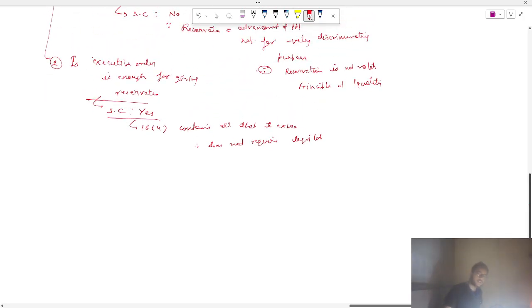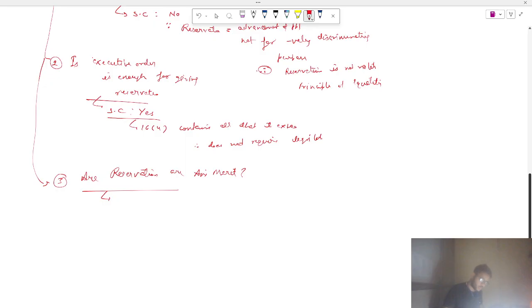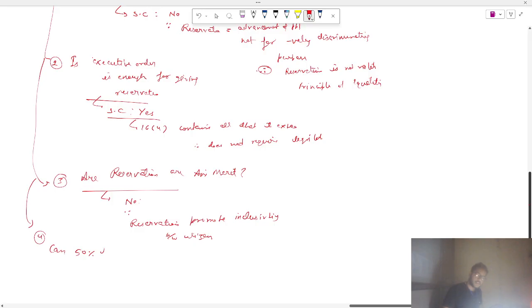Now another question has been asked. There are numerous questions which have been asked regarding reservation. Another question has been asked, are reservations anti-merit? The Supreme Court also stated no, because reservation promotes inclusivity between citizens. And another question has been asked, can the 50% limit be breached? Then the Supreme Court stated no, the 50% limit cannot be breached.